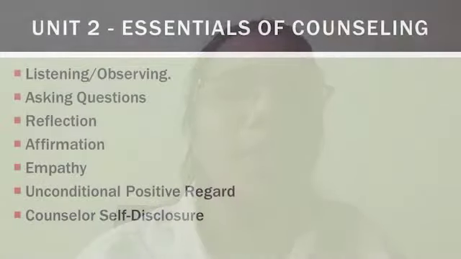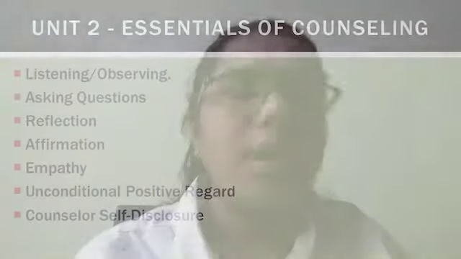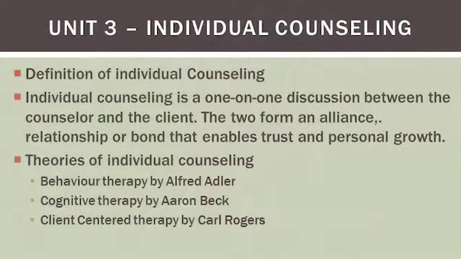So this is basically the gist of the second unit, wherein we'll talk about the processes, the skills and the techniques that we as counselors need to understand and need to learn. The third, fourth and fifth units will basically talk about the different forms or settings of counseling. The third unit will talk about individual counseling. In the fourth unit we will talk about group counseling, and in the fifth unit we are going to talk about career counseling. So what is individual counseling?